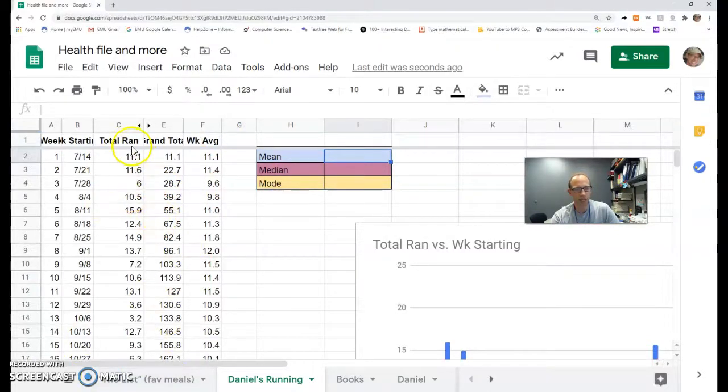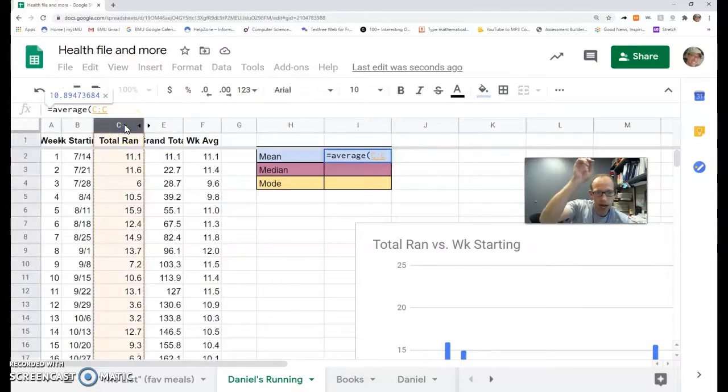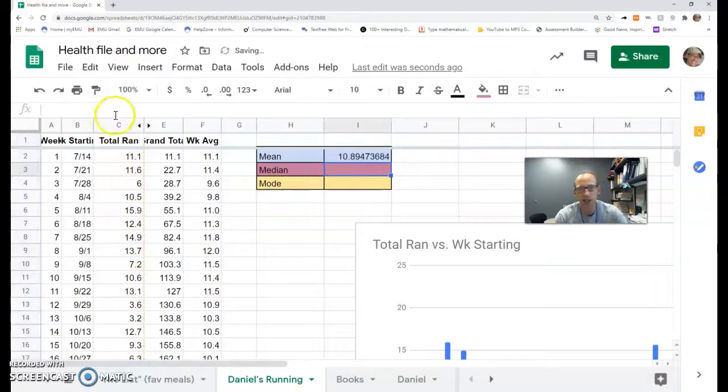Here's my running data. This total ran column is the most important one for this calculation. So here I'm just looking at the amount of miles I ran each week. And if I want to get the mean, instead of adding them all up and dividing by the number, I can just use equals average, and then I can just click on C, which will highlight the entire column. Notice that it's C colon C when I do that, and then end parentheses and enter. So my average here is 10.89 miles a week.